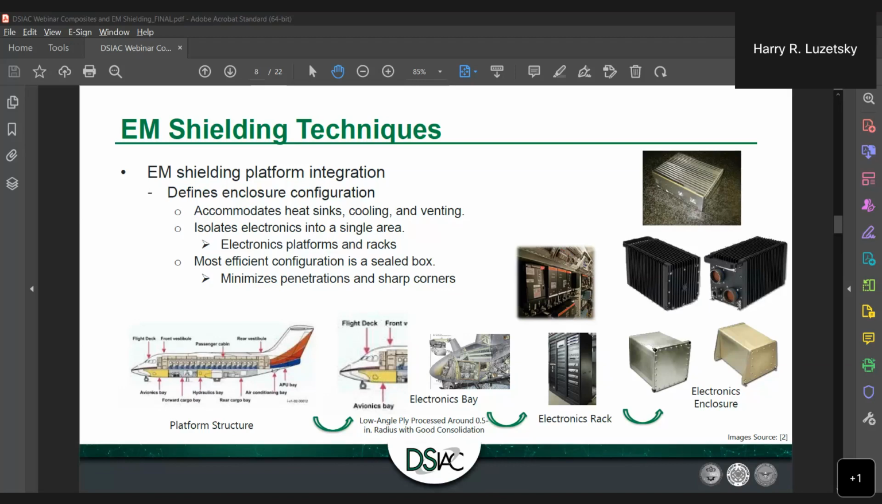You notice the two images, the image on the upper right, and then right below that. The upper right is showing fins, if you will, or channels that are cut out for heat dissipation, and the other one is the installation of fans. So this is where we talk about how do you actually work your penetrations in without degrading your electromagnetic properties. Next.